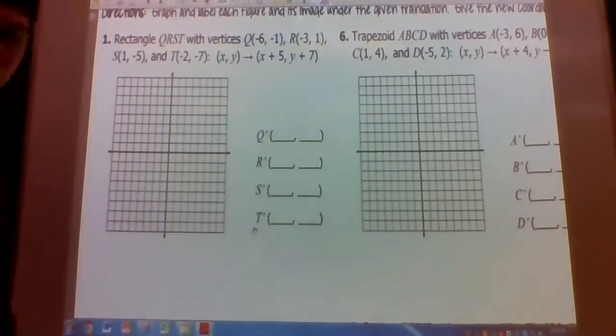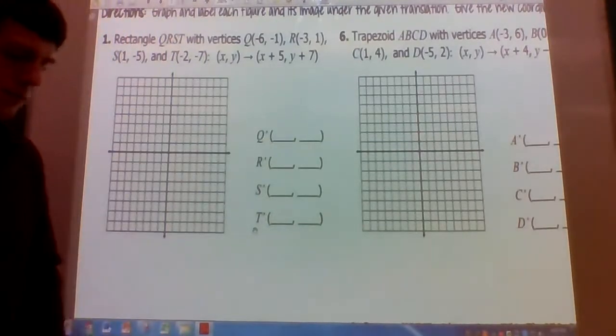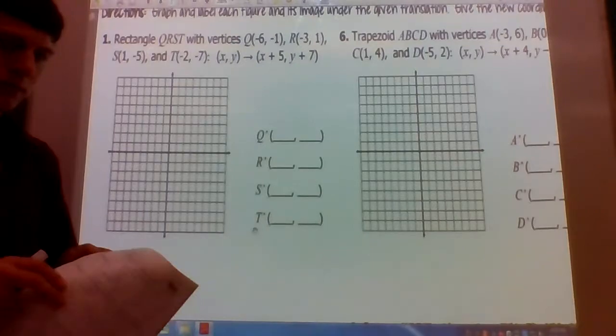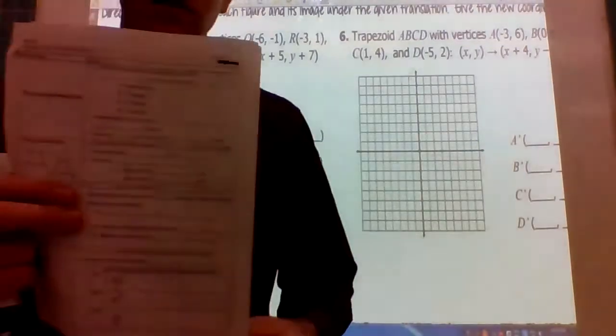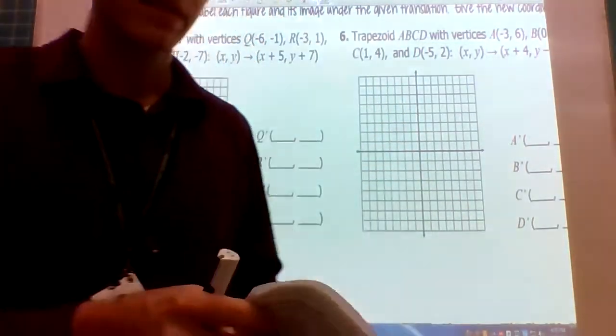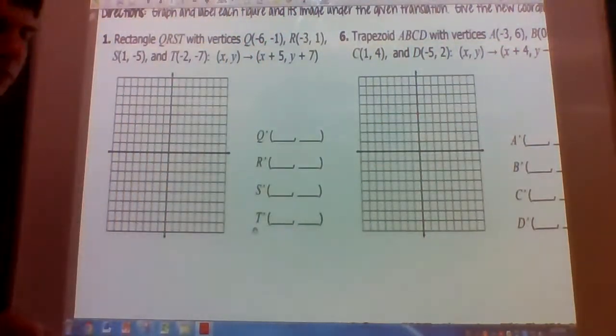This is the transformations packet. There were 3 practices in here, one on translation, one on reflection, and one on rotation. If we go to the 3rd page, we had 6 problems for translation. So we're going to start with those 6 problems.